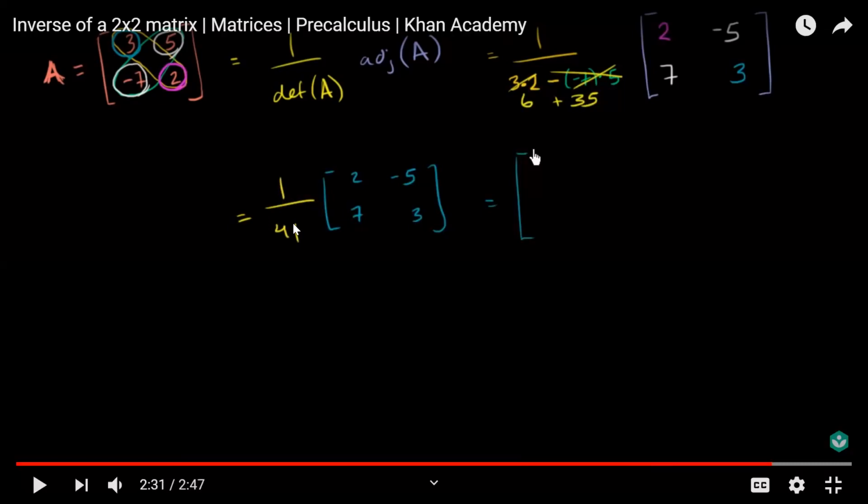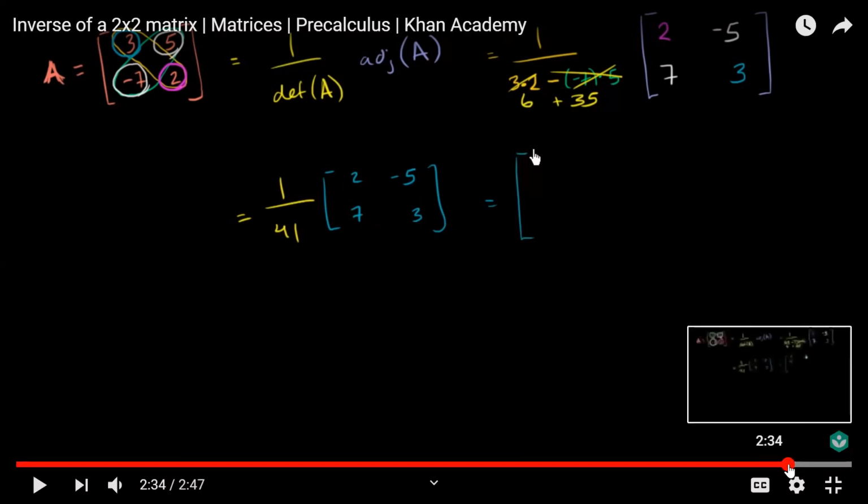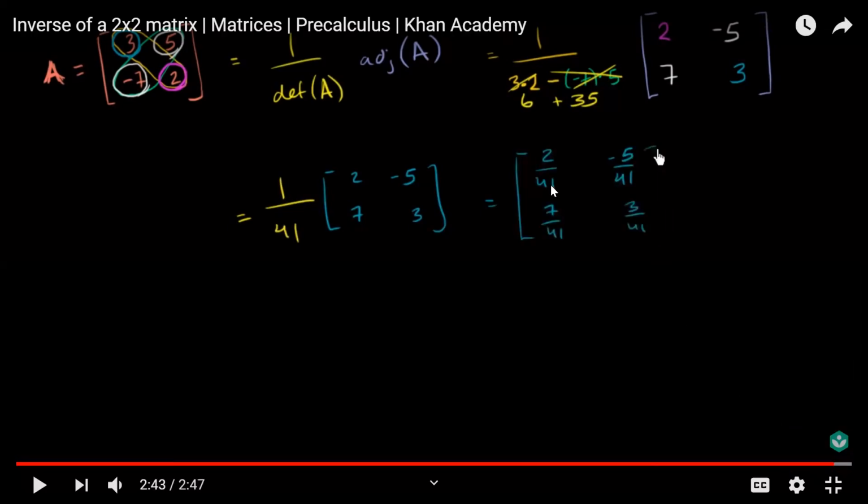So if you have a scalar value in front of a matrix, then this scalar value has to be multiplied with each element of that matrix. So now if you look into this, the entries are 2 by 41, minus 5 by 41, 7 by 41, 3 by 41. So this particular 2 by 2 matrix is called the inverse of our original matrix A. So that is how this 2 by 2 inverse matrix is computed, and we are quite familiar with it.